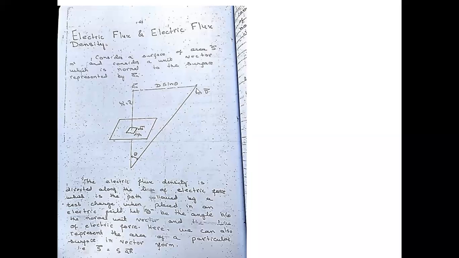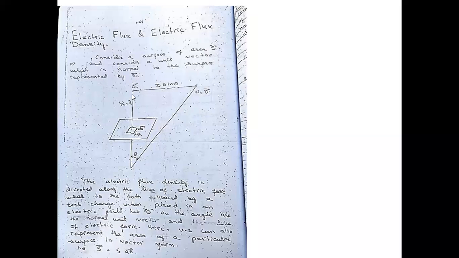This is the point of observation, so D will be directed from the Q position to the point of observation. This is D. So now D has two components, one is this one and the other is this one. These are the two rectangular components of D. As this is theta, the vector opposite to theta is D sine theta, and this is actually D cos theta. So this is actually D_n, the vector that is normal to the surface.